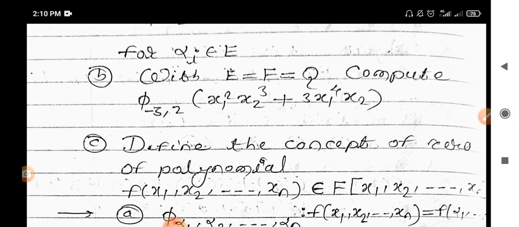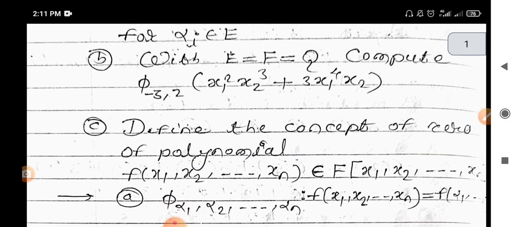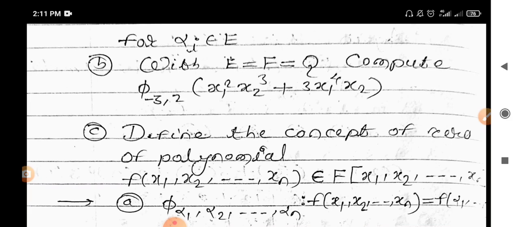Now we try to solve all the questions in that exercise. So we all know what the evaluation homomorphism is for a field theory. If F is a subfield of field capital E and alpha belongs to E, any element, then the mapping phi alpha from F of x to E defined as phi alpha of polynomial p of x is nothing but p of alpha.